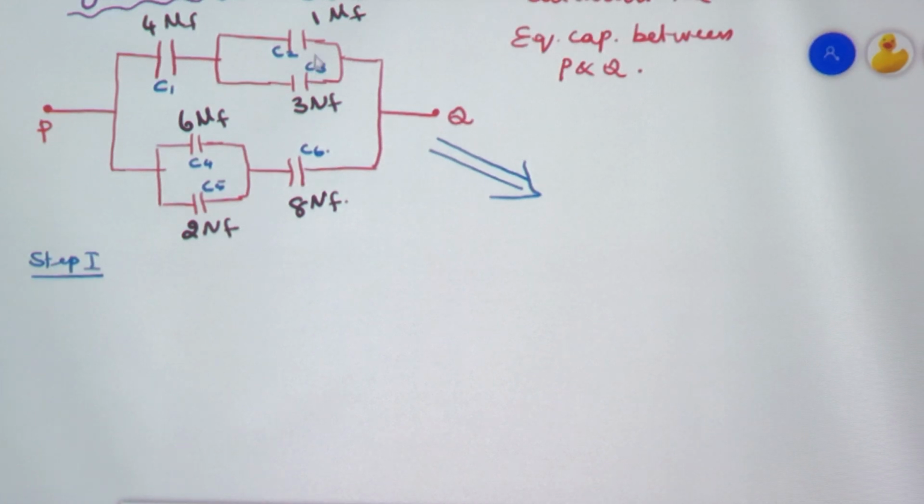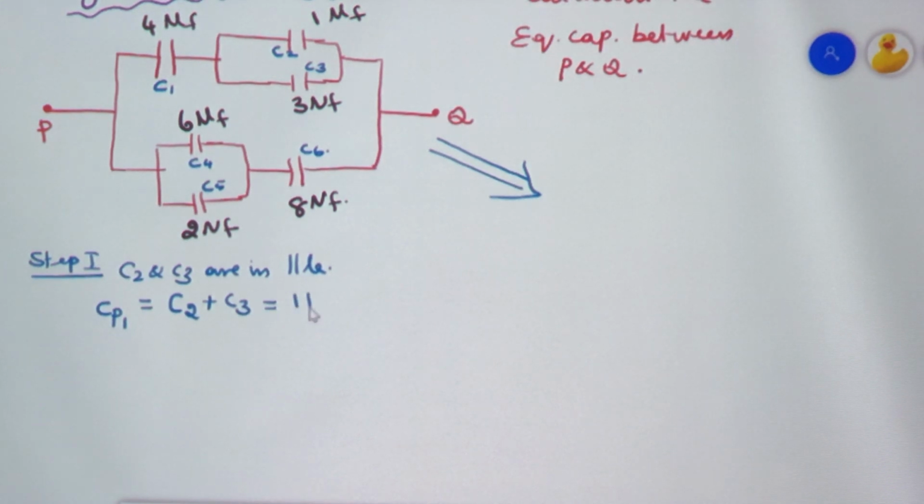In this diagram, C2 and C3 are in parallel combination. So I can write C2 and C3 are in parallel. If they are in parallel, then the effective capacitance is Cp. I am considering it as Cp1 because here I have another parallel combination. Cp1 is the sum of the two capacitors, C2 plus C3. That is 1 plus 3. So Cp1 is equal to 4 microfarad.